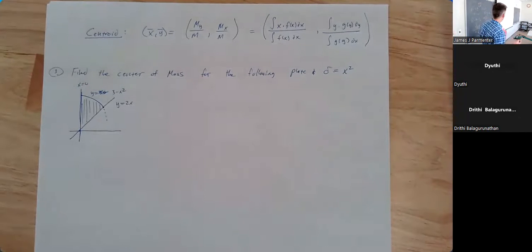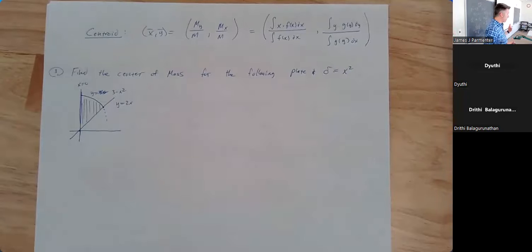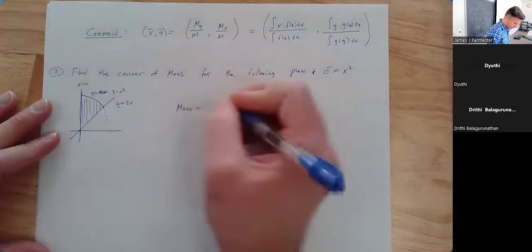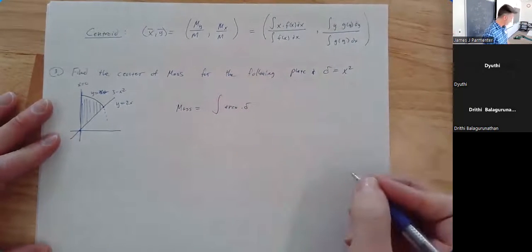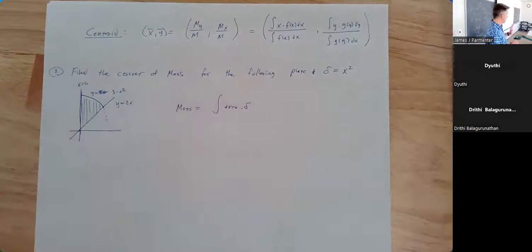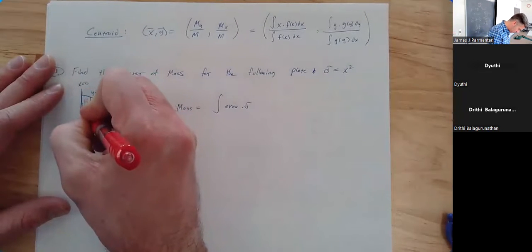On the other hand, when the density is variable, we are in a less good situation. So I want to find the center of mass of this. Same as before, a little bit. So the mass first is the integral of the area times the density. I'm not doing moments yet, I'm doing mass. No lever arm yet. So again, I'm just going to use a vertical strip.